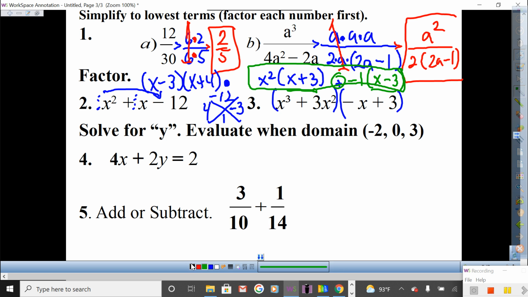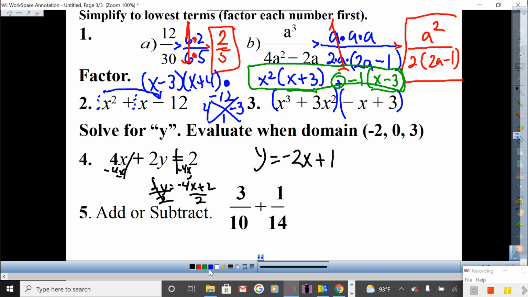Alright, number 4. We need to solve for y. That means we need to subtract 4x from each side. Subtract 4x. We get 2y equals negative 4x plus 2. And at the end, divide by 2. Divide by 2. That leaves us with y equals negative 2x plus 1. And so we got that.